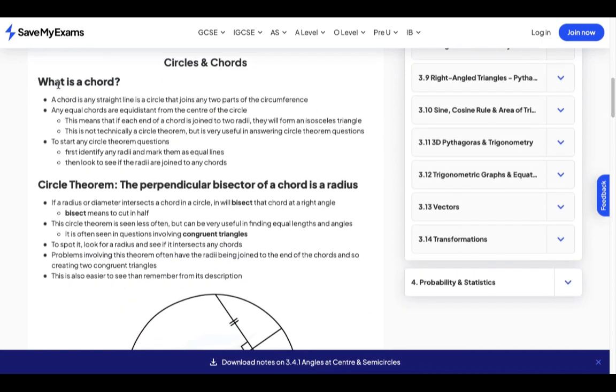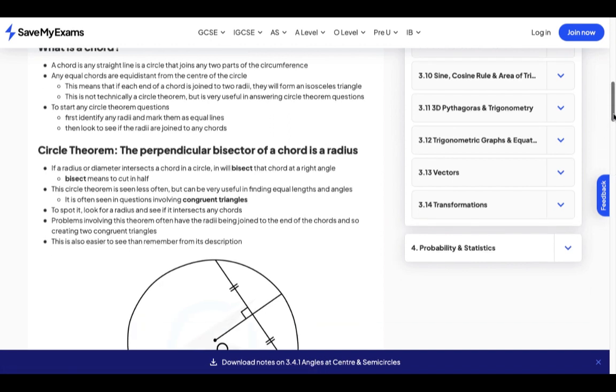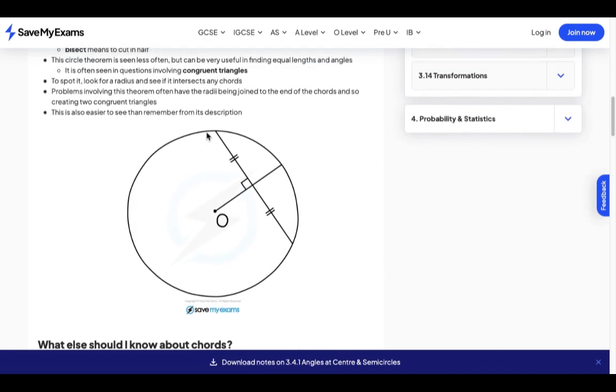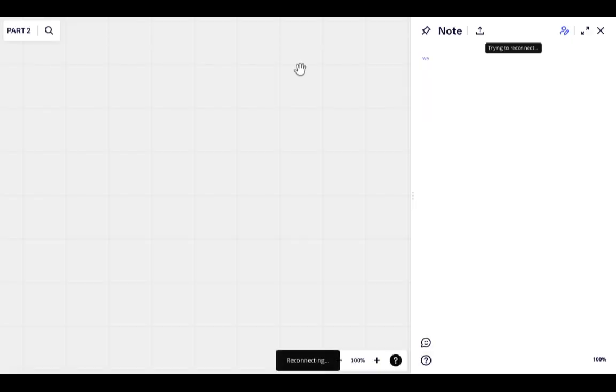We know what is a chord. A chord is any straight line that runs in a circle from one part of the circumference to any other part of the circumference, but it doesn't pass through the center of the circle. For example, this line is a chord. If we open the board, I show you from the board.